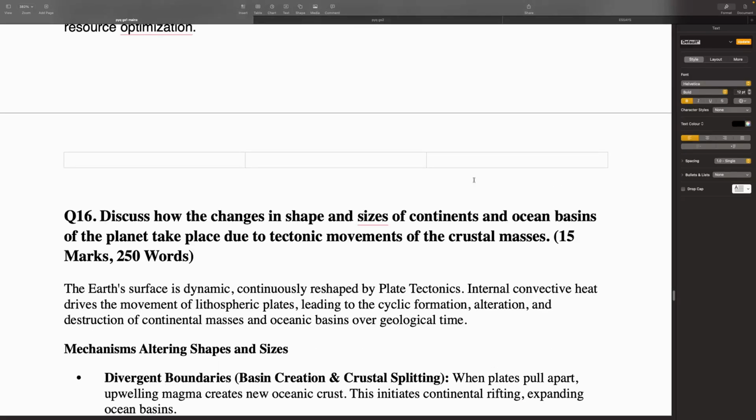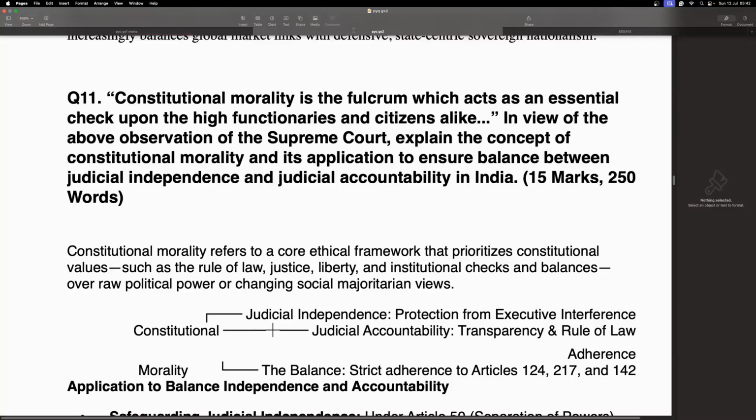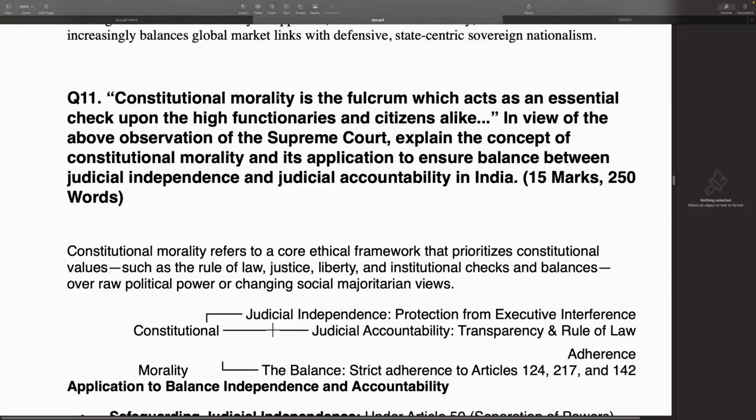So the 5 questions of GS1 are done. The 5 questions are done, and now I will jump to GS2. But first, let me have some water.